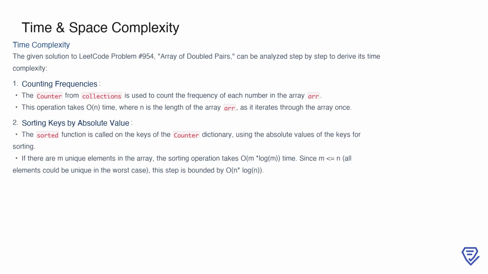Sorting involves a comparison-based algorithm, and if there are m unique elements in the array, this step takes m*log m time. However, since the number of unique elements cannot exceed the length of the array, m is always less than or equal to n. Therefore, the sorting step is bounded by n*log n.